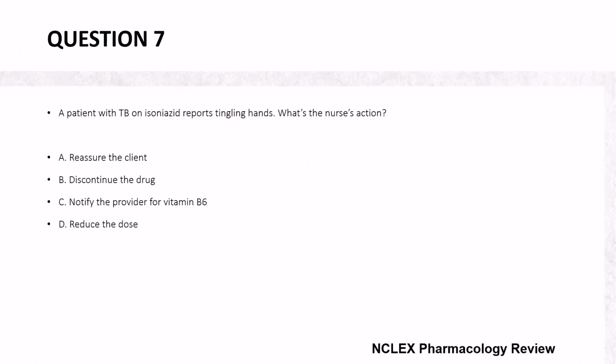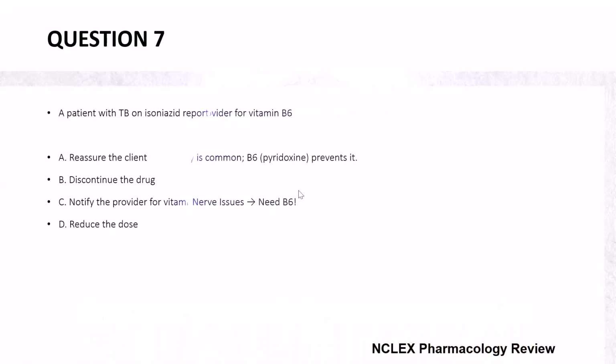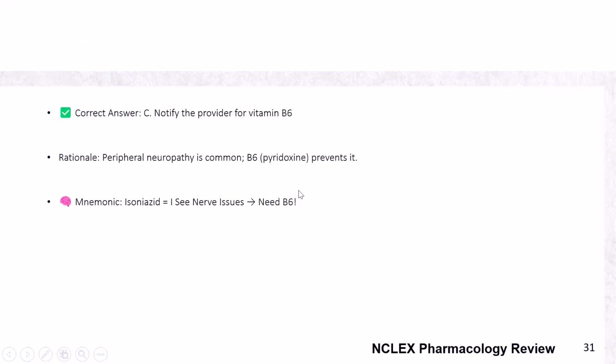Okay, next question. A patient with TB on isoniazid reports tingling hands. What's the nurse's action? Reassure the client, discontinue the drug, notify the provider for vitamin B6, or reduce the dose. So what is the answer? Notify the provider for vitamin B6.